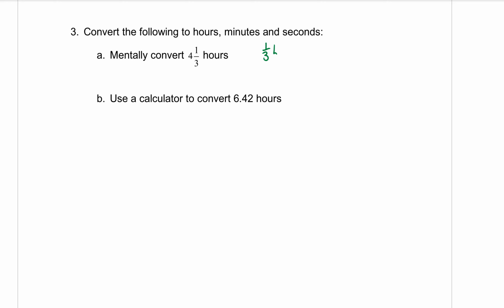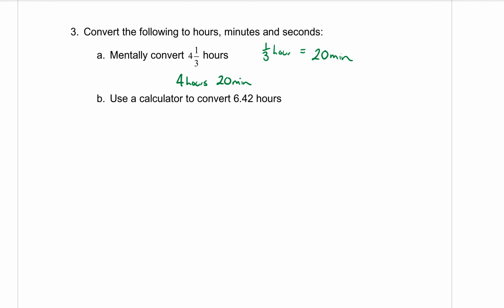1/3 of an hour. Now we know that there is 60 minutes in an hour. So if I do 60 divided by 3, because I want a third, that makes 20 minutes. So that means that converting that into hours and minutes will give me 4 hours and 20 minutes, and there was nothing left over to go into seconds. So exactly 4 hours and 20 minutes.